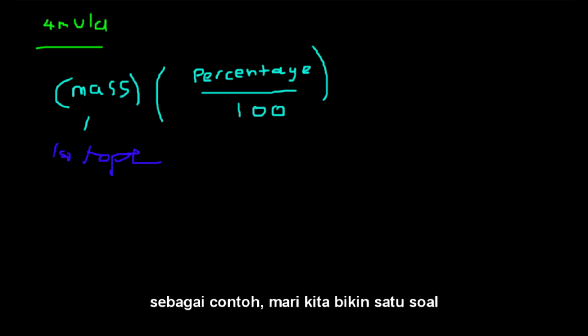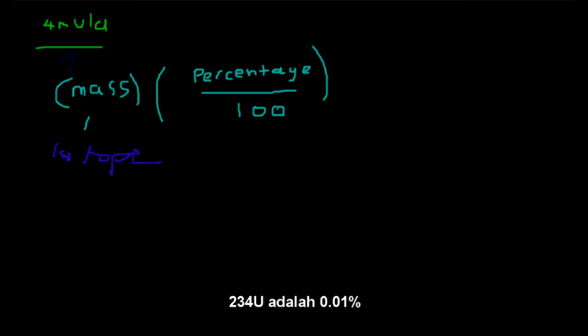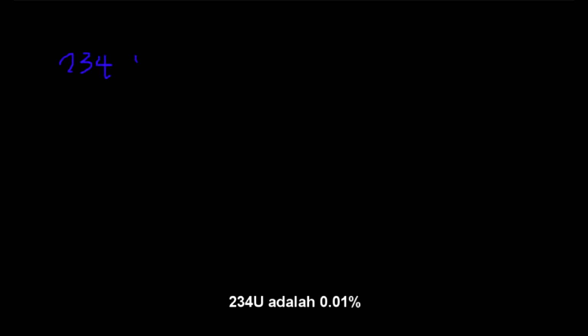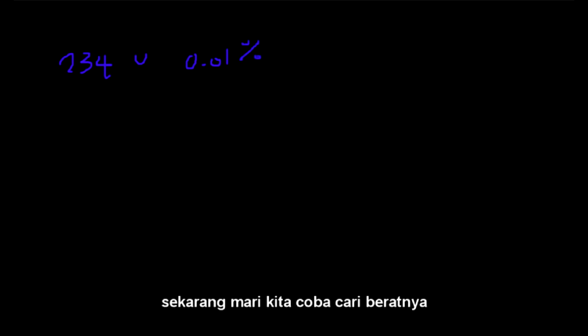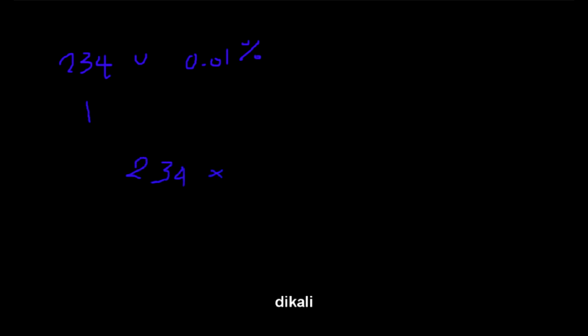So for example, let's make one here. 234U is 0.01%. So let's find the weight. That's going to be the mass, which is 234, times 0.01, which is the percentage, over 100.